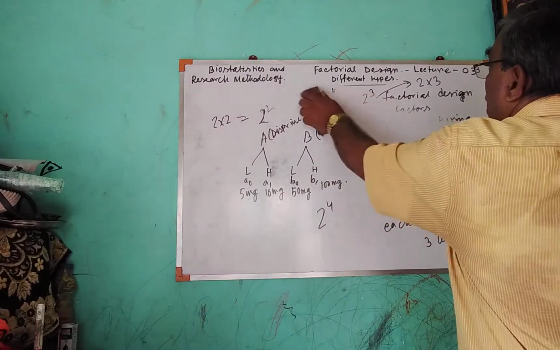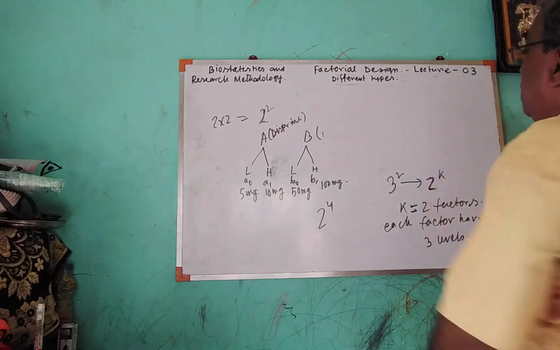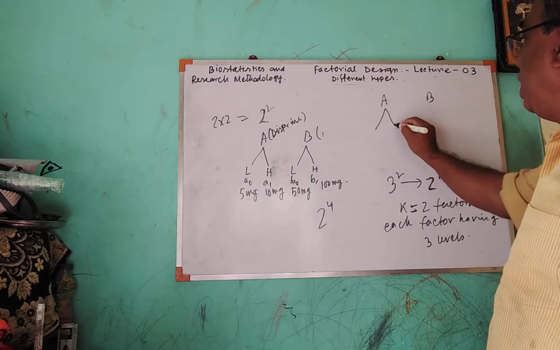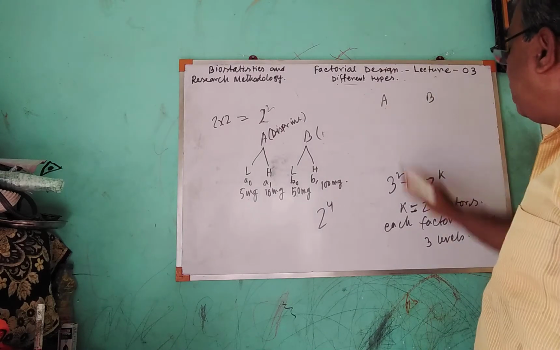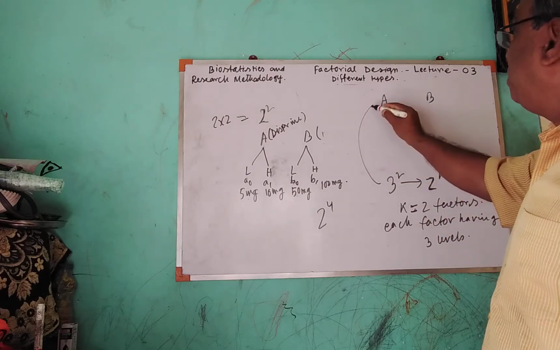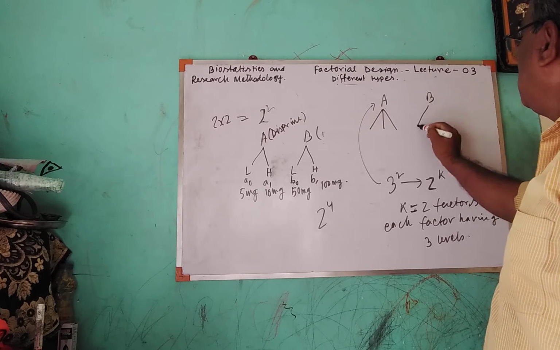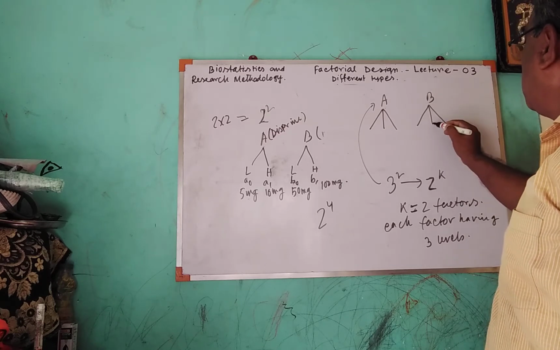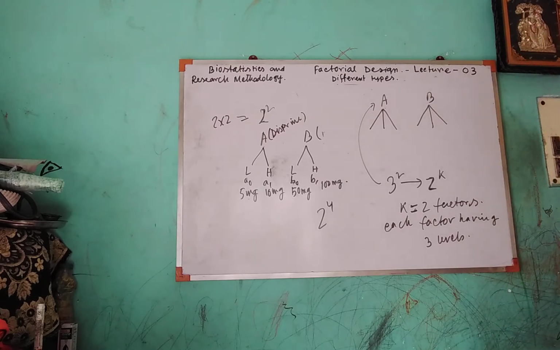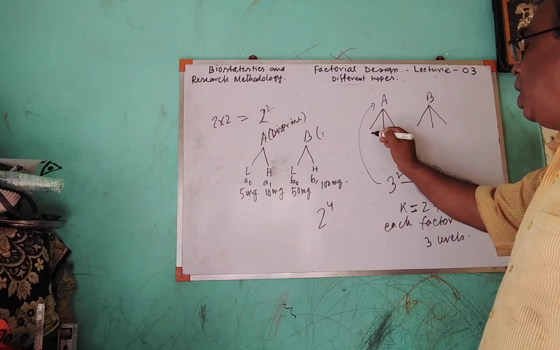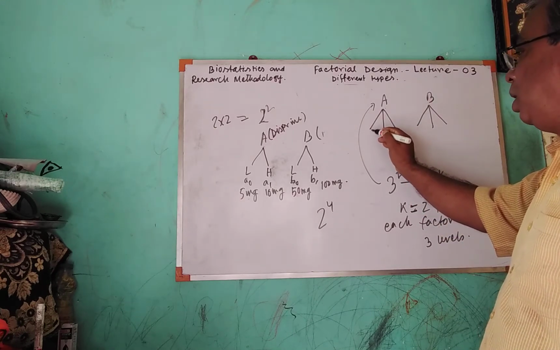Say 2 factors are there, factor A and this is factor B. Factor A having 3 levels. Each factor having 3 levels. I am just describing here. This is 3 levels. This is 3 levels. Suppose 3 levels.